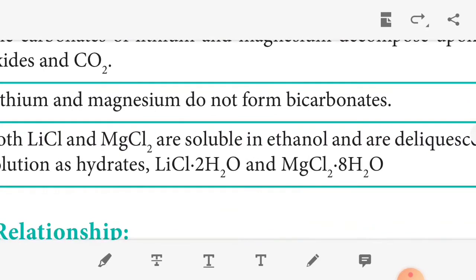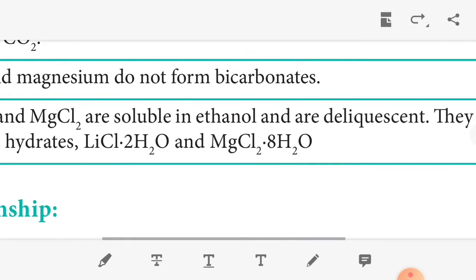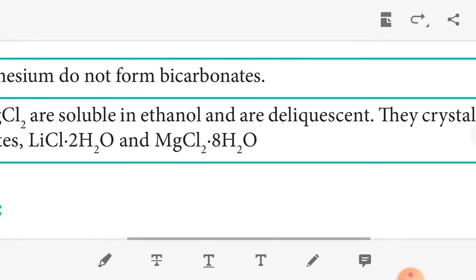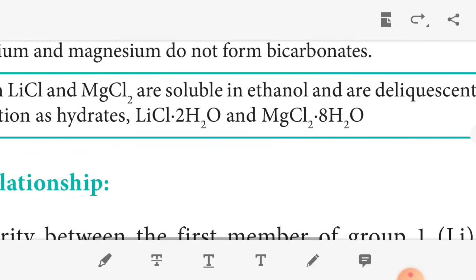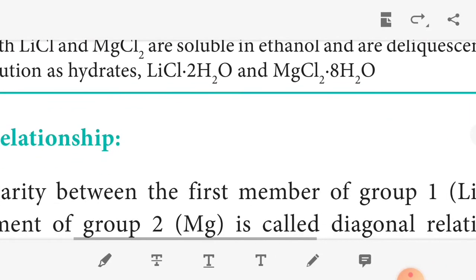Then both lithium chloride and magnesium chloride are soluble in ethanol. They crystallize from aqueous solution as lithium chloride hydrate and magnesium chloride hydrate.